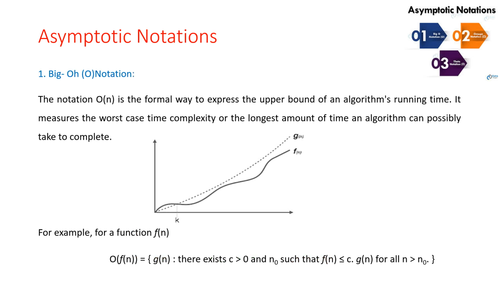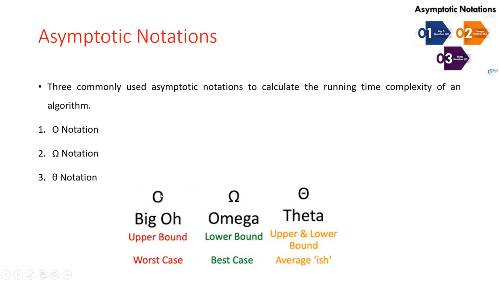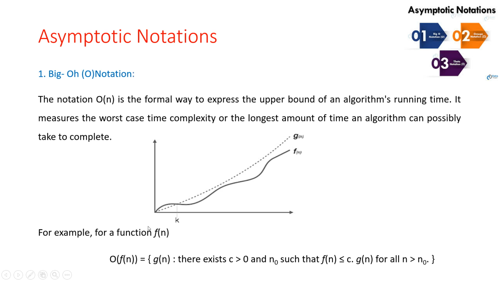First we discuss the Big O notation. The notation for Big O is O. The notation Big O of n is the formal way to express the upper bound of an algorithm's running time. As I said, Big O notation is for the upper bound and it indicates the worst case. So it measures the worst case time complexity, or the longest amount of time an algorithm can possibly take to complete.